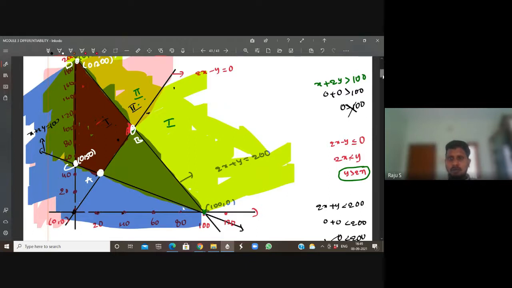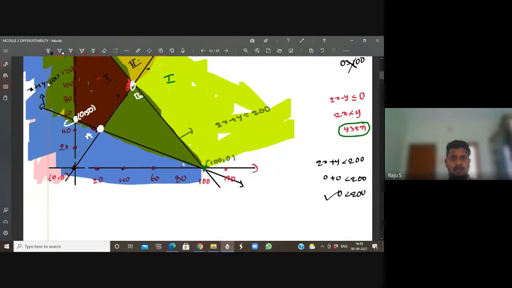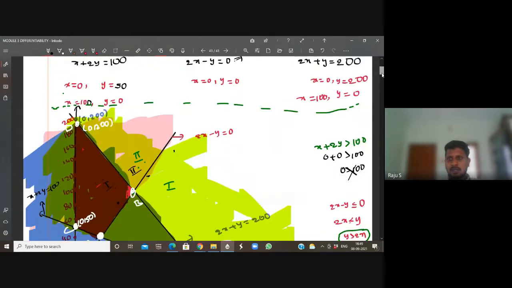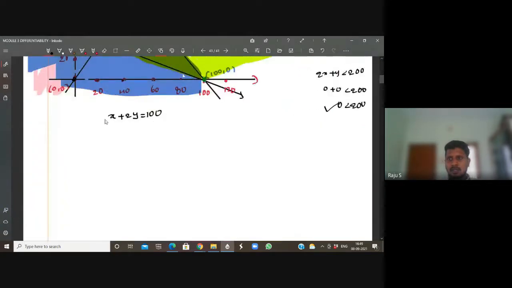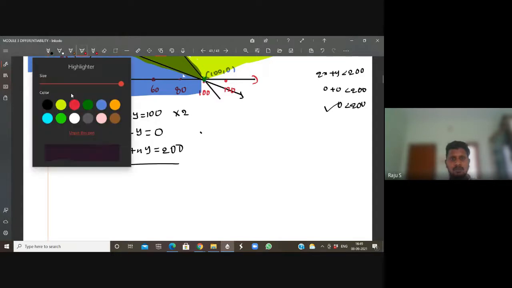Now, to solve for A and B, we have to solve the equations x plus 2y is equal to 100, and the second equation, 2x minus y is equal to 0. When I multiply this equation by 2, I get 2x plus 4y is equal to 200. Now, you have to solve these 2 equations.